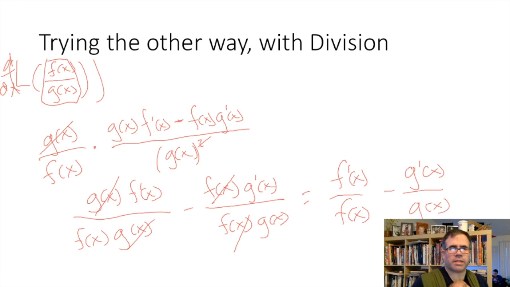Well, that's exactly what we wanted. This is the derivative of L of f of x. This is the derivative of L of g of x. So the derivative of L of f of x divided by g of x is equal to the derivative of L of f minus L of g.